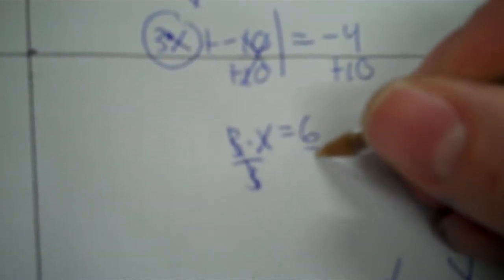Negative 4 plus 10 is 6. And you divide by 3. And 6 divided by 3 is 2. Now pay attention to what letter it is. X equals 2. To find y, use the equation that's got the y by itself.